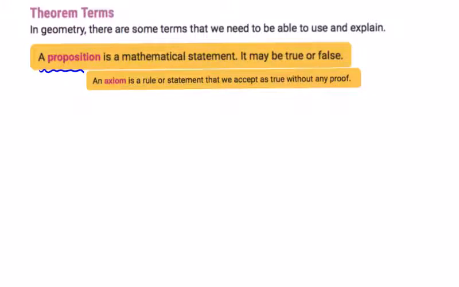Next we have an axiom, which is a rule or statement, which we've seen already in the axiom video, that we accept as true without any proof. Pause the video when you need and get these key terms into your copies.